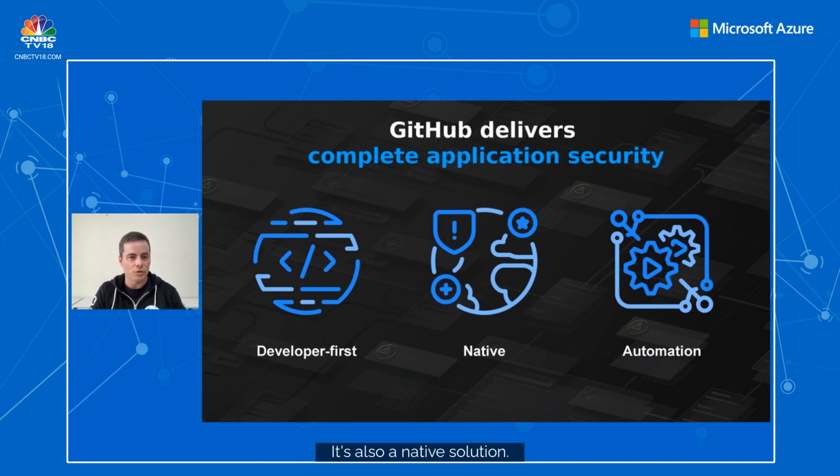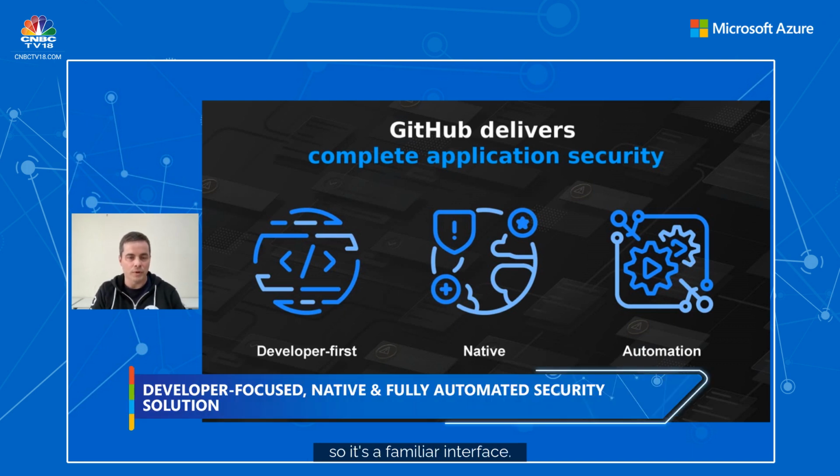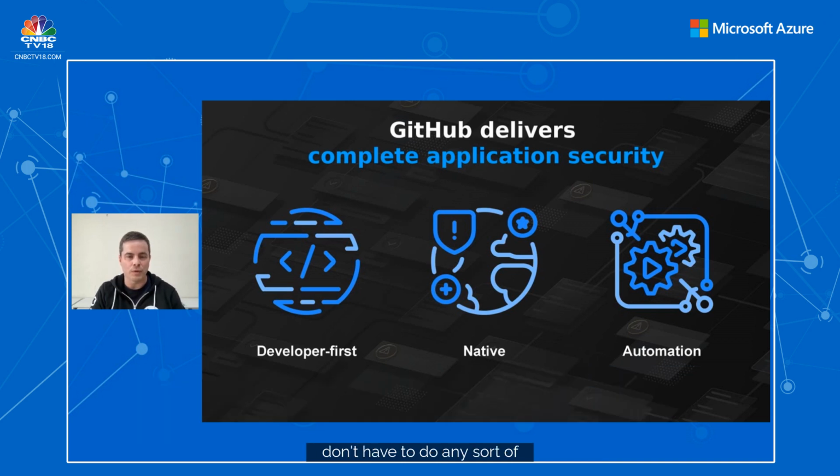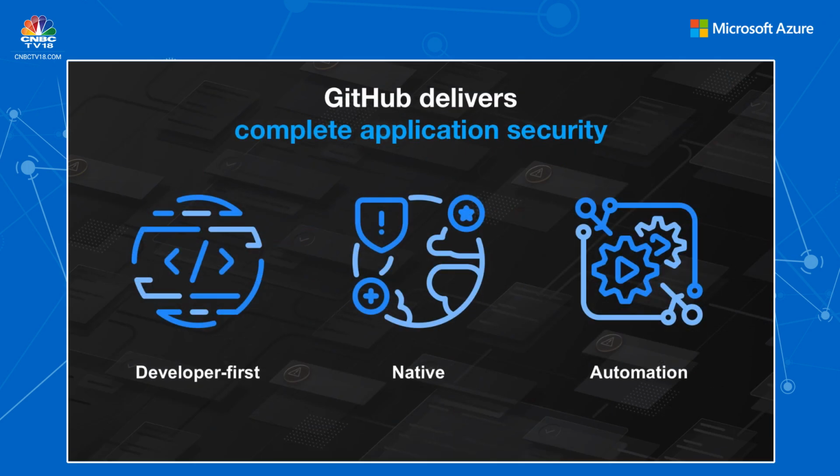It's also a native solution. It is part of the GitHub tool, so it's a familiar interface. It uses all the familiar workflows that your developers already know how to use, and it's fully automated. So your developers don't have to take any actions. They just show up as alerts within their normal workflow. So that was a quick overview of GitHub Advanced Security.